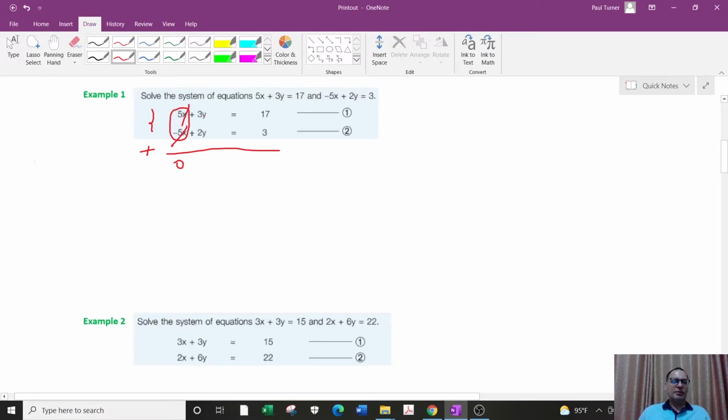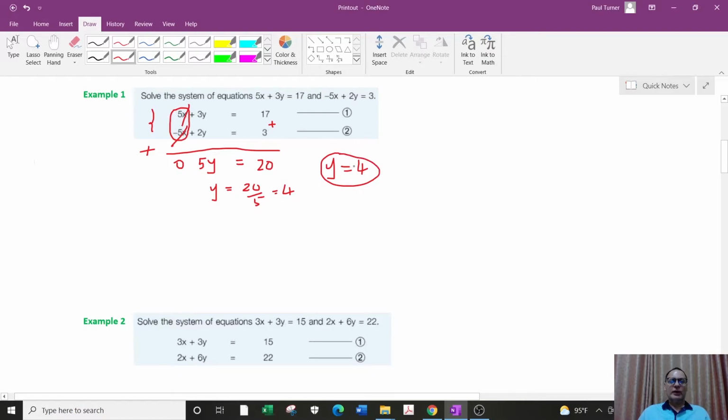And now we have 3 plus 2, which would be 5y. And on this side, 17 plus 3 is 20. So that means we can find y. So y would be 20 divided by 5, which is 4. So our first answer is y equals 4.